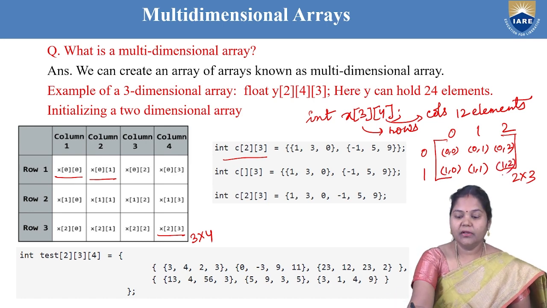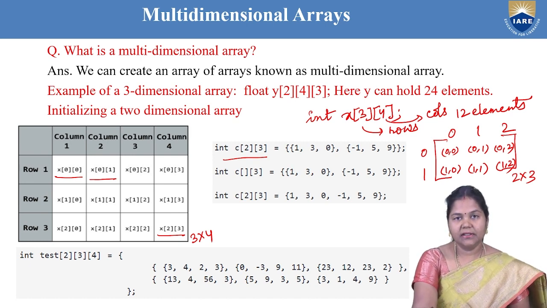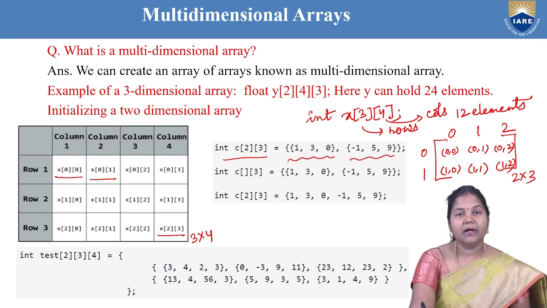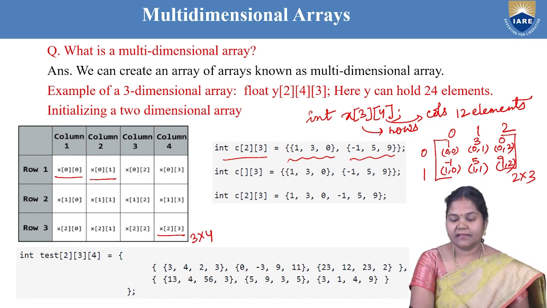Now how should you store the values? You can write all the 6 elements continuously. Otherwise, if you want to group the elements row wise, it can also be done. Here the elements are grouped for the first row and for the second row. The first values are 1, 3, 0, then -1, 5 and 9. It is stored like this. So this is called array initialization.